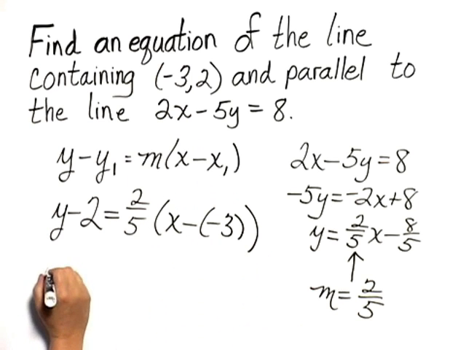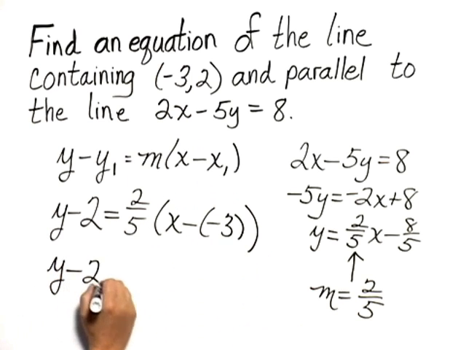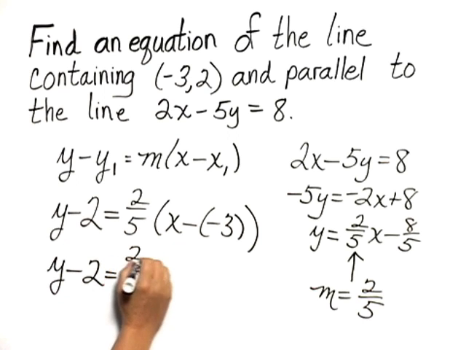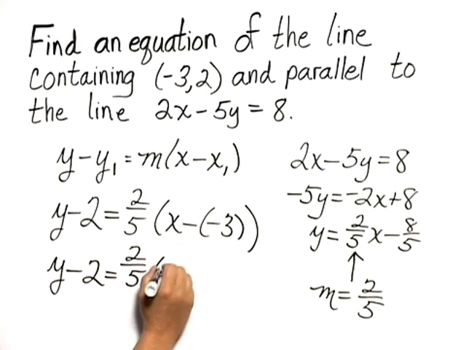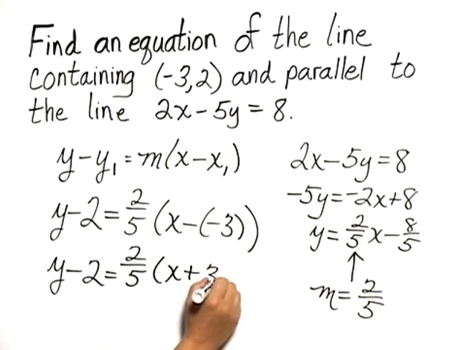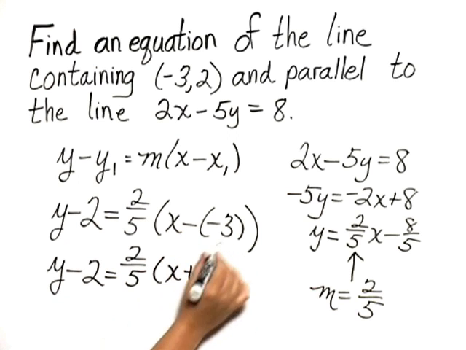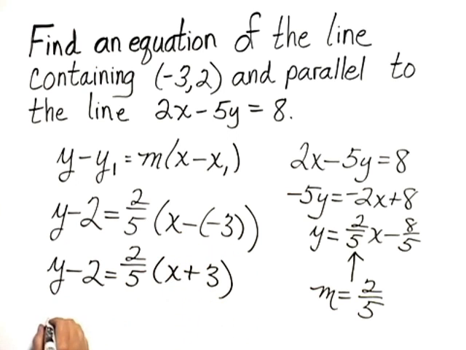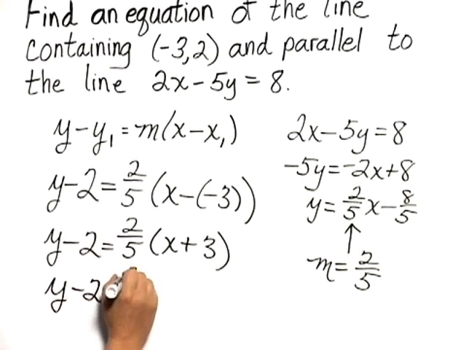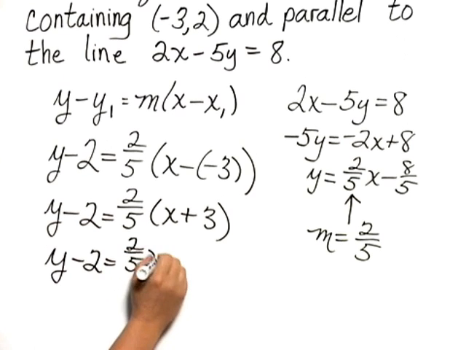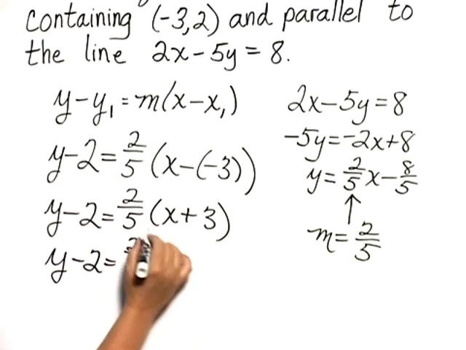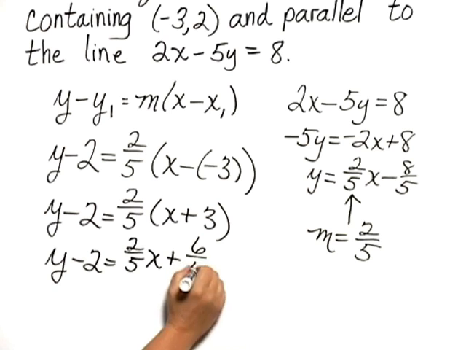And now we can simplify. We have y - 2 = 2/5 times (x + 3), because x minus a negative 3 is x + 3. Or y - 2 = 2/5 x + 2/5 times 3, which is 6/5.